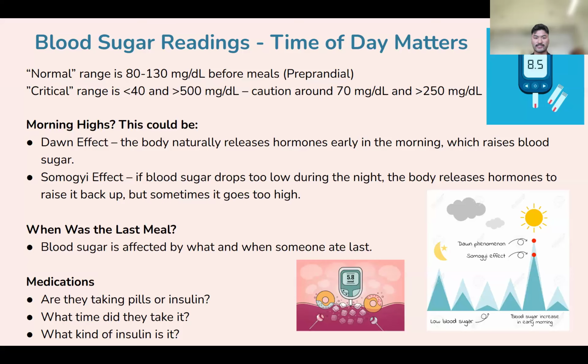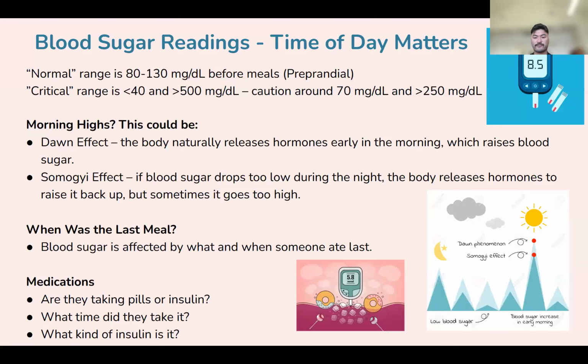And some things you want to ask yourself are, when was the last meal taken? As we mentioned earlier, when and what someone eats directly impacts their sugar readings. Meals high in simple carbs, like white bread or sugary snacks, can cause big spikes. Late night eating can affect morning numbers. In terms of the Somogyi effect, if someone doesn't eat in the night, their blood sugar can drop too low, and then the hormones compensate by increasing the blood sugar levels, causing these morning highs.